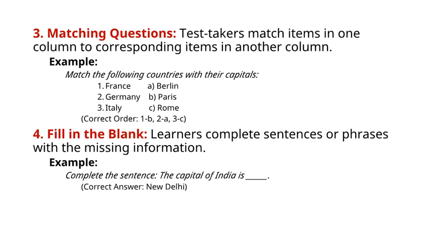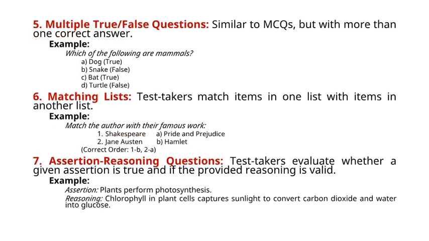4. Fill in the blank. Learners complete sentences or phrases with the missing information. Example. Complete the sentence: the capital of India is. Correct answer: New Delhi. 5. Multiple true-false questions. Similar to MCQs, but with more than one correct answer. Example: which of the following are mammals? A. Dog. True. B. Snake. False. C. Bat. True. D. Turtle. False.